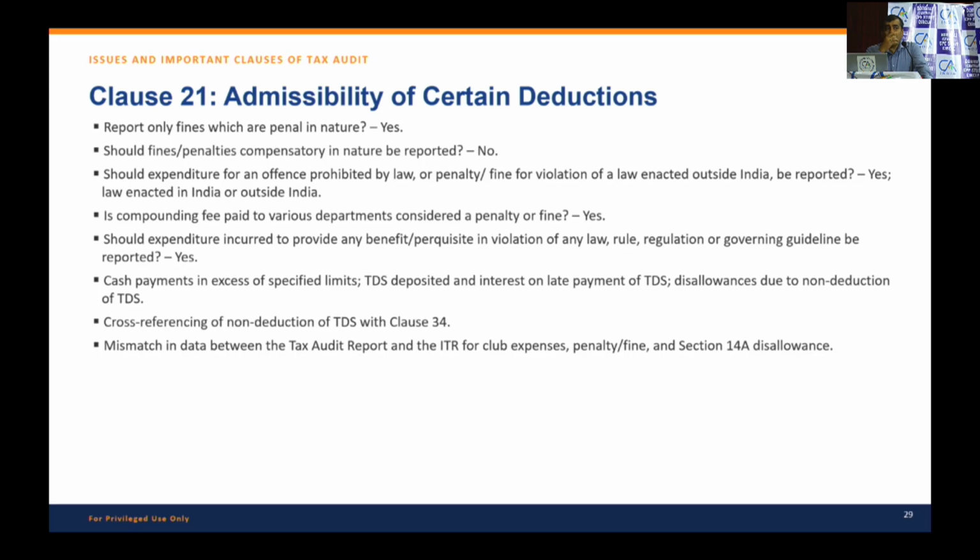It'll go largely on the facts basis, but the principle we'll have to keep in mind is whether it is in the nature of penalty or in the nature of compensation. So that is a very thin line. That principle will have to be followed. The moment you say this is penalty, it is to be reported; the moment you say this is in the compensatory nature, not to be reported.